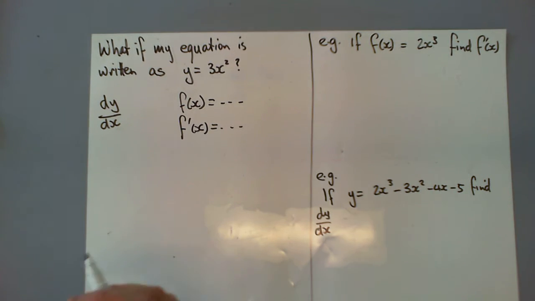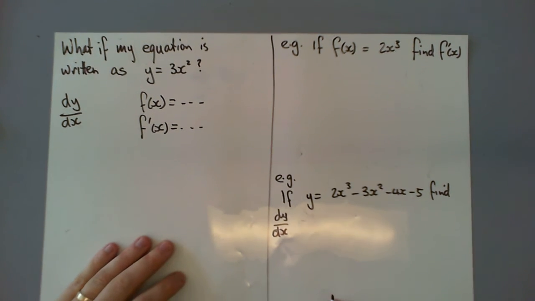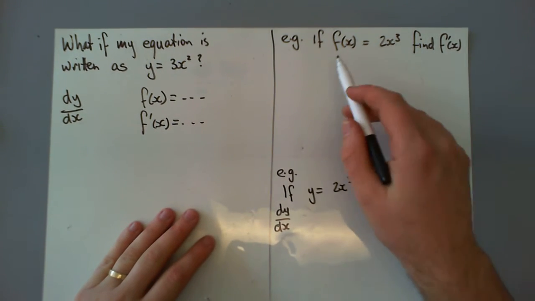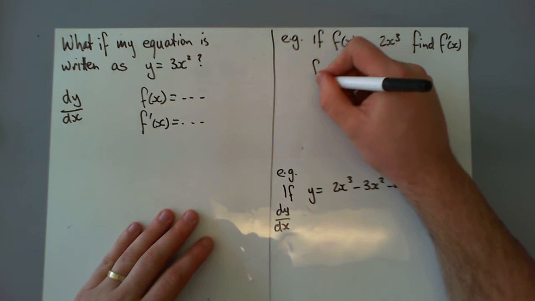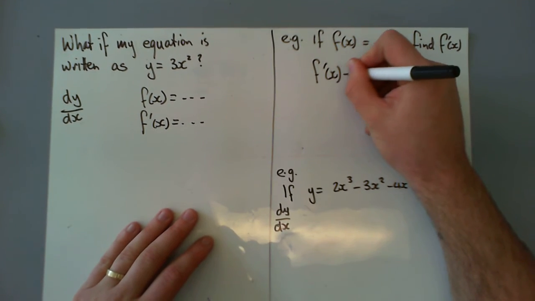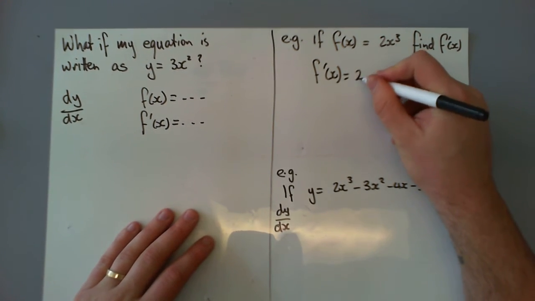Okay, otherwise the process goes exactly like it would. Okay, so we've got a couple of examples here. If f of x equals 2x cubed, find f dash of x. Well, remember, we've got the 2 here, that's fine.